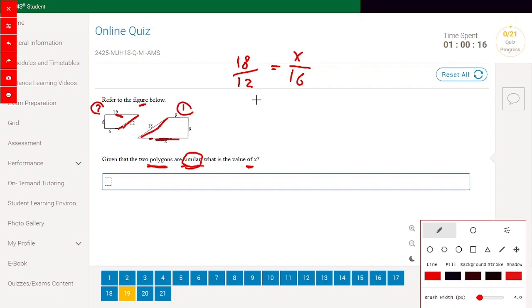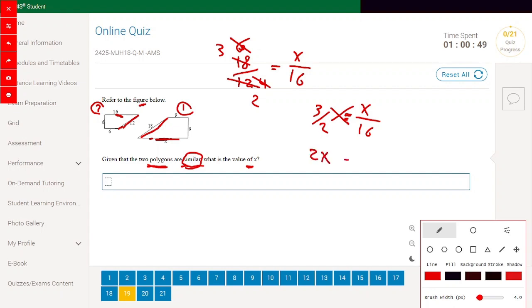Right? So let's simplify. Here, dividing by 3 gives 4 and 6. Here also, dividing by 2 gives 2 and 3. So I have 3 over 2 equal to x divided by 16. So let's do cross multiplication.